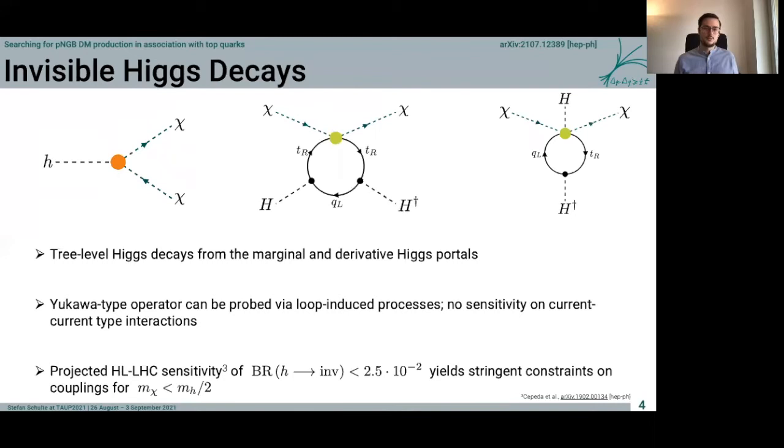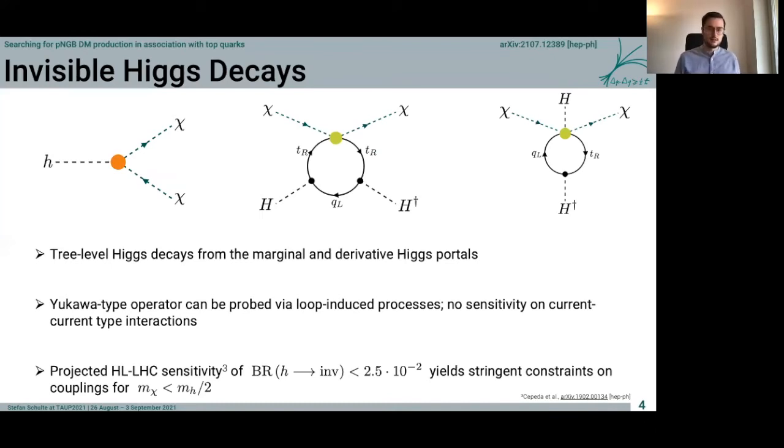Another constraint that we get from precision physics at the LHC would be invisible Higgs decays. Now, the dark matter Higgs operators obviously lead to tree-level contributions to the invisible Higgs decay whenever the dark matter is light enough, such that this decay is kinematically allowed. But at the loop level, invisible Higgs decays could also potentially probe the dark matter fermion interactions, which can be explained by the diagram here in the middle, for instance, for the current type interaction, and on the right for the Yukawa type interaction. And when you do the calculation, it turns out that the sum of all diagrams of the type here in the middle actually vanishes.